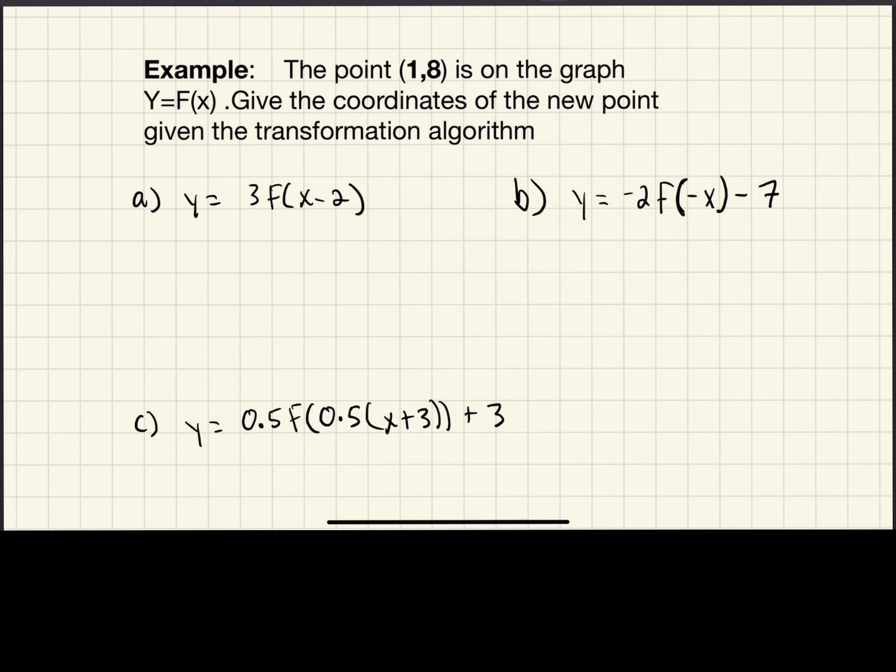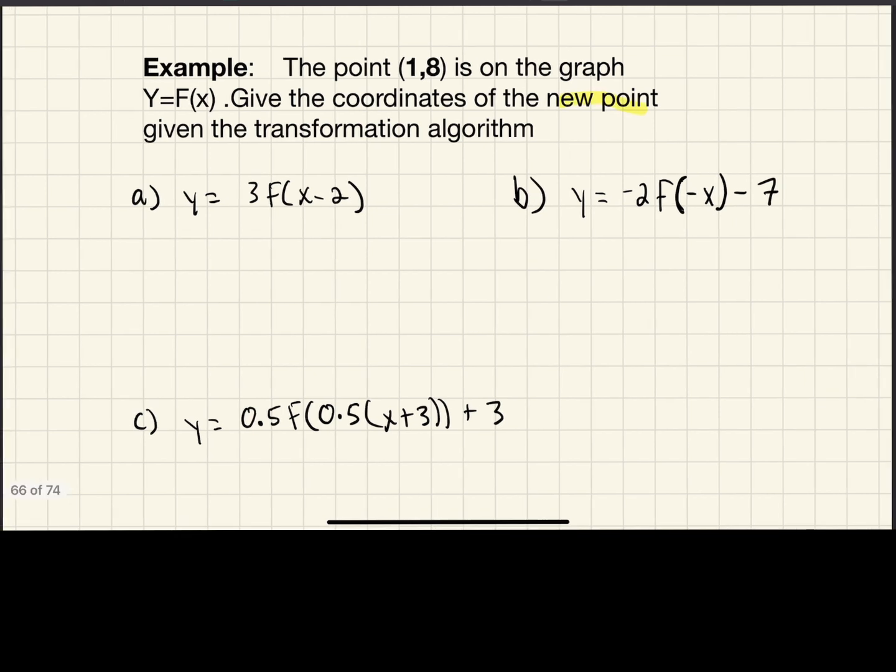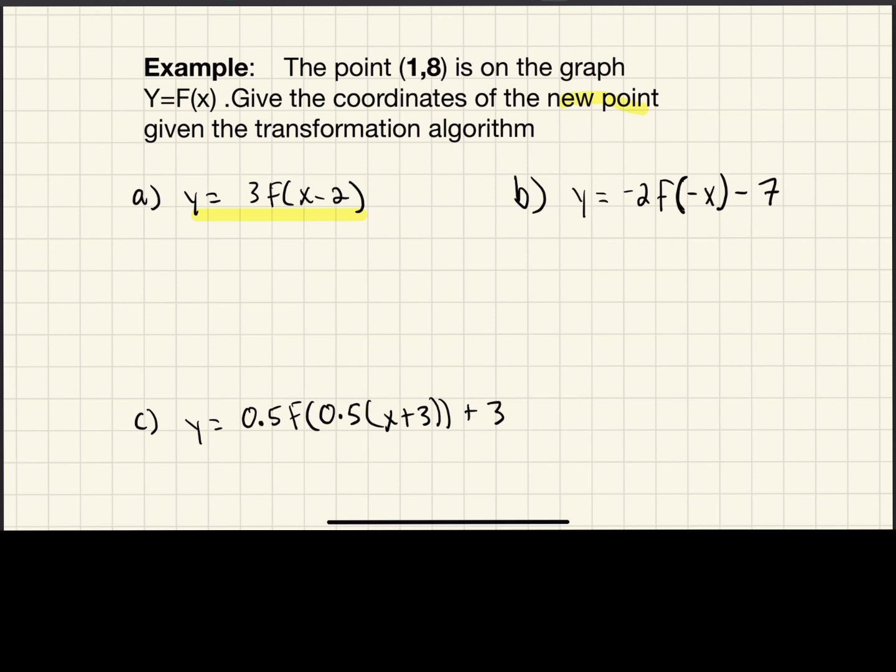So let's say we want to calculate the image point on this graph. For this graph here, the point (1, 8) is on the graph y equals f(x). Give the coordinates of the new point, which would be the image point, given the transformation algorithm. So here we have 3 different transformation algorithms, and we're going to see how that point changes. One of the things that I'm going to do first is highlight all the constants that are given, the numbers, and see where they are.